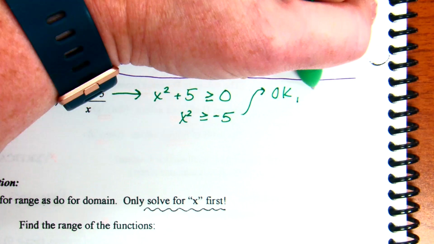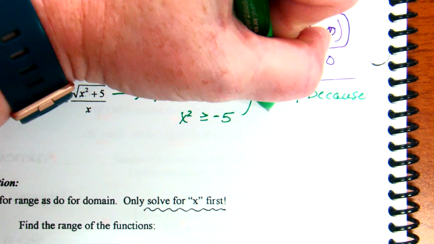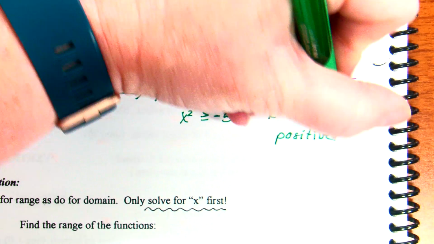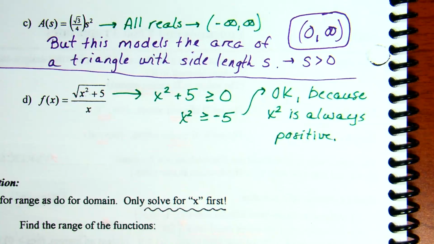Trying to decide what I want to write here. I'm going to say because x squared is always positive. Okay. Now, so this one, we don't have to worry about the square root. It's always going to be positive. What's the other thing I have to consider here?